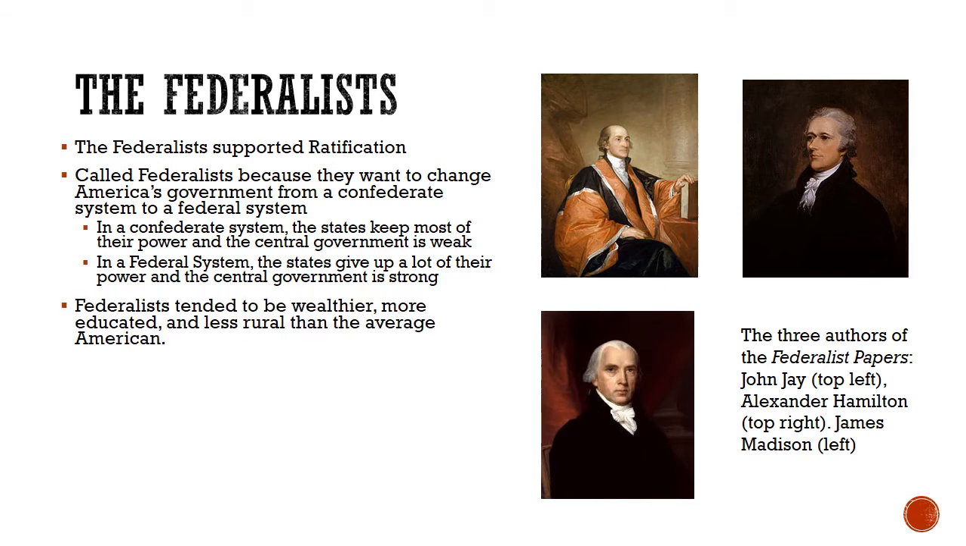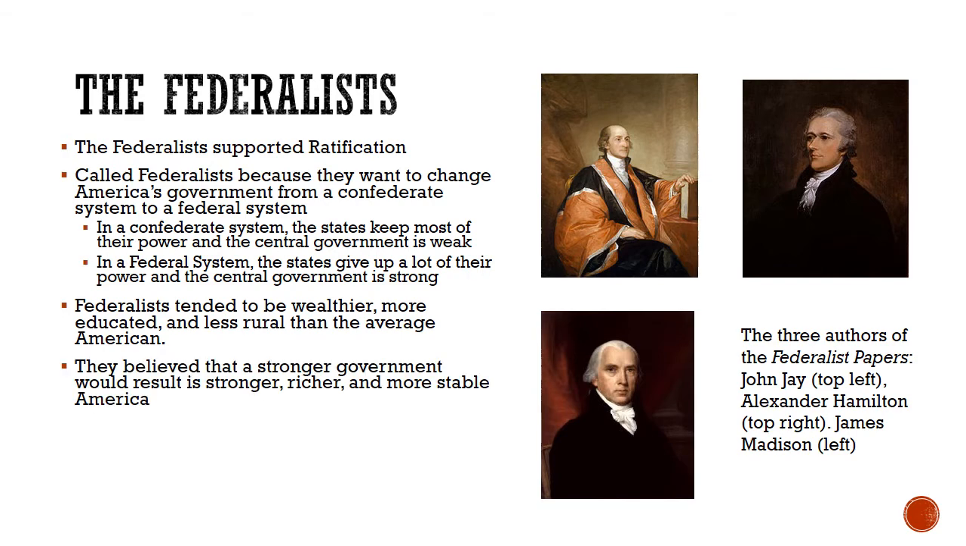The people who supported federalism tended to be wealthier, more educated, and less rural than the average American. These guys were the well-to-do people who lived in coastal cities and stuff like that. The Federalists believed that a stronger central government would help America to become stronger, richer, and more stable.